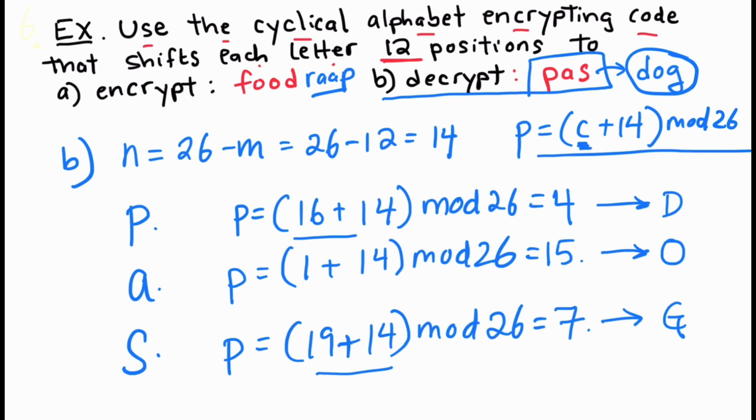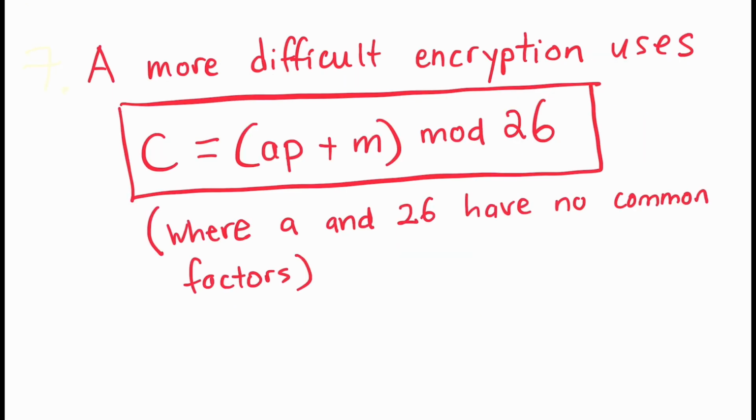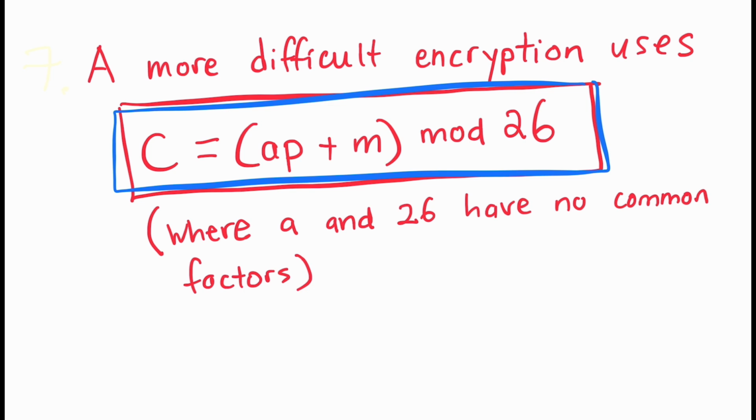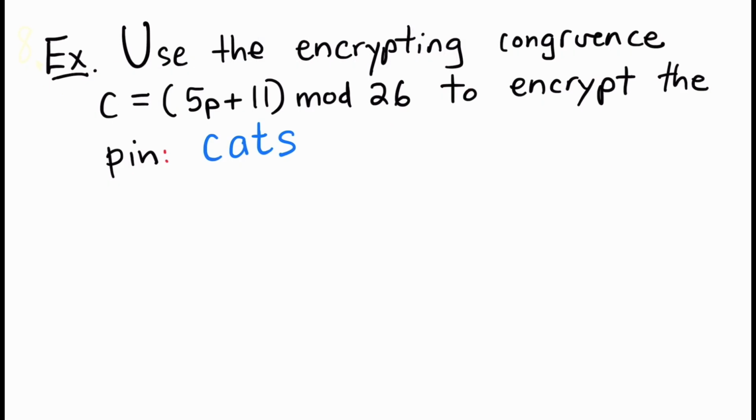So this type of encryption is obviously really easy to figure out because it's just a shift of the alphabet. A more difficult type of encryption to decrypt uses a slightly modified congruence. And in this case, we multiply P by some number A, and the only restriction is that A and 26 cannot have common factors. Okay, so this is the only change right here. Let's do one last example using this slightly more difficult encryption.